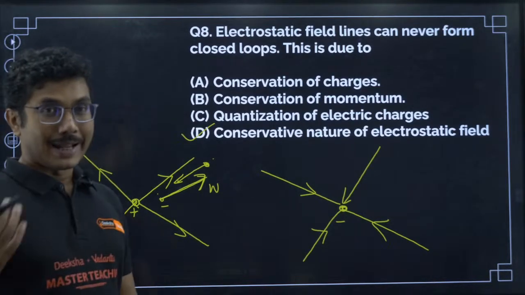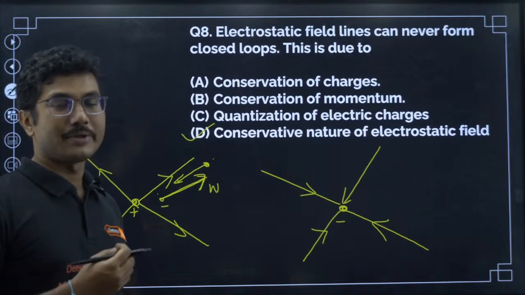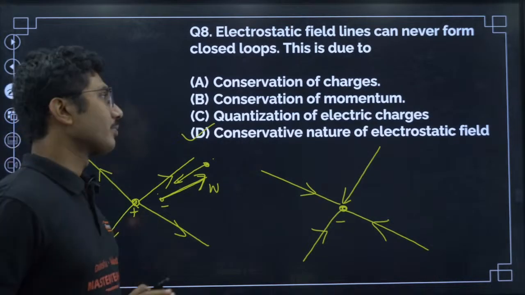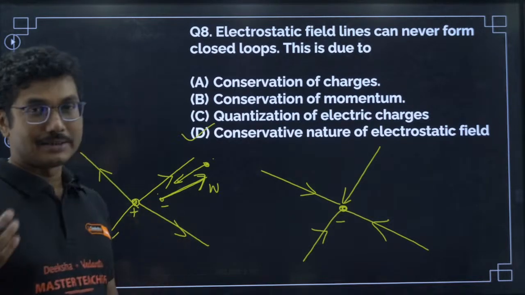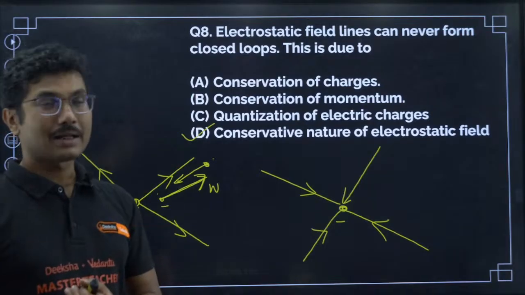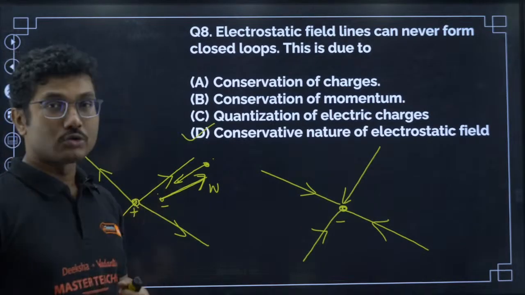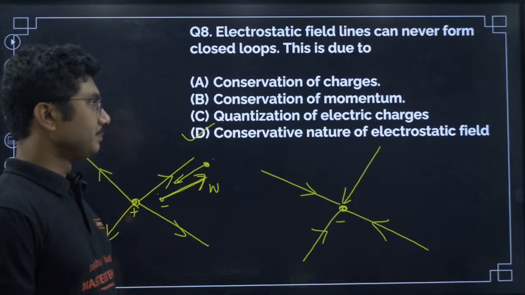Magnetic field is a particular case. Even though the magnetic field is also conservative, there are some caveats, some internal mechanism, which is why it forms closed loops. But electrostatic field lines do not form closed loops mainly because it is a completely conservative field.